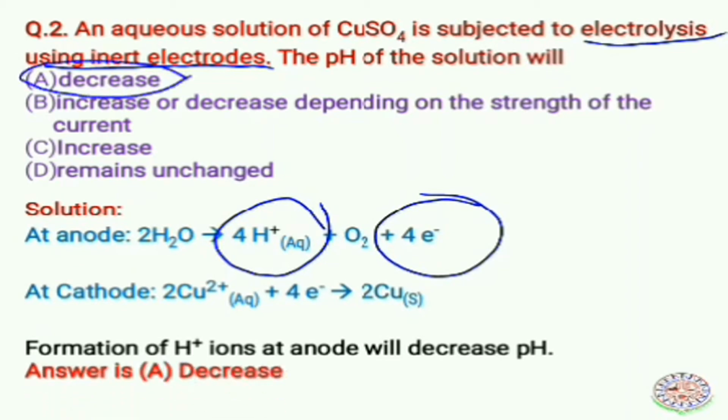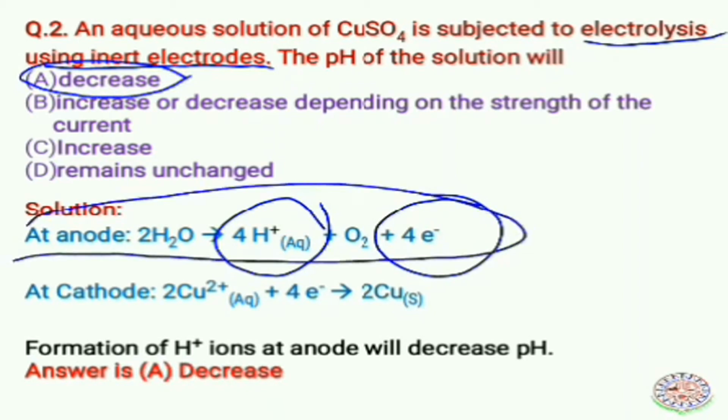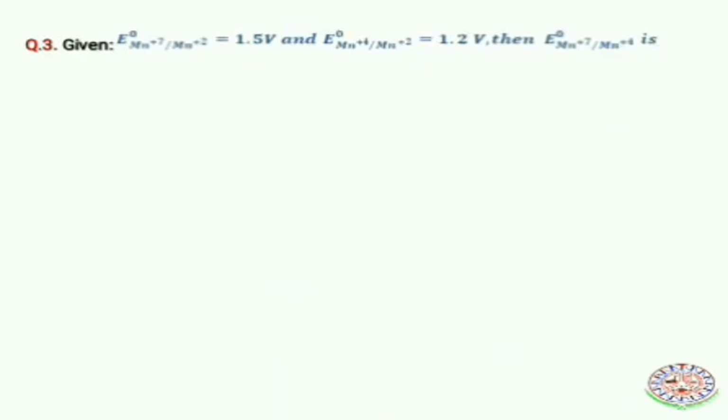So you should know why it decreases. The pH decreases because of the formation of H+ ions. There is a reaction at the anode. This is for inert electrodes, remember. We'll go to the next question.